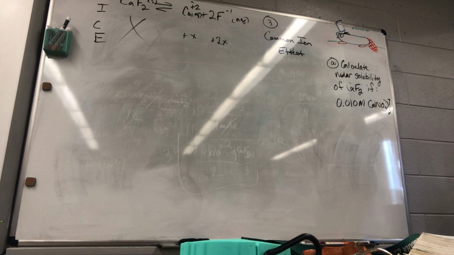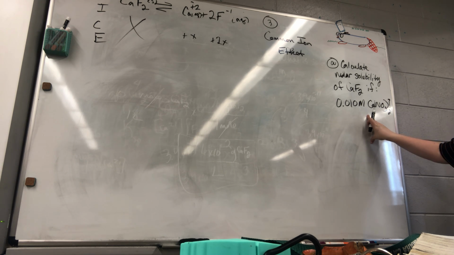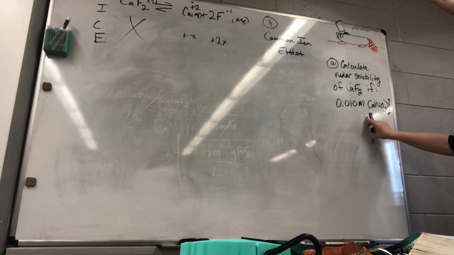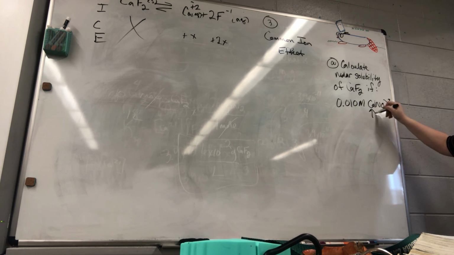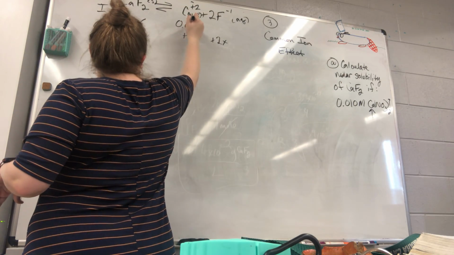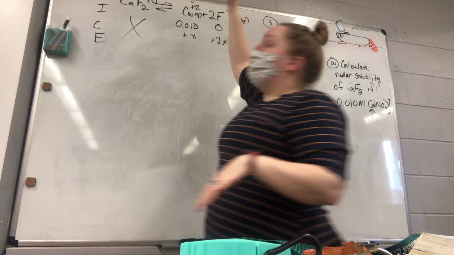Okay? First thing says, what is the molar solubility of CaF2 if we start with some amount of calcium nitrate? Now, does this have anything to do with calcium nitrate? No. Does calcium nitrate have an ion in common with something that is going to appear? Yes, it does. It's that Ca, right? So that's going to be our starting amount on our table.